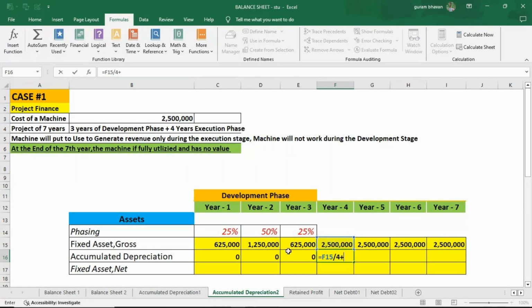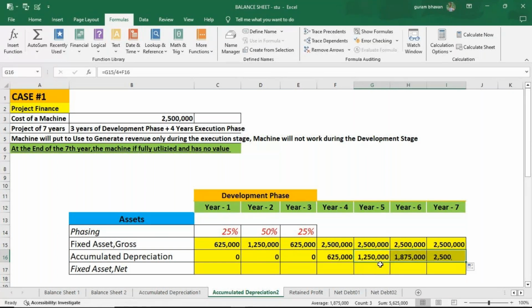3 years I have not used it. So when I'm coming to the third year depreciation, it is the same. So here I'll come equals 25 lakh divided by 4. 4 is nothing but the useful 4 years, plus the previous year depreciation. I'll press enter. Now I'm going to drag. So this is the depreciation value.